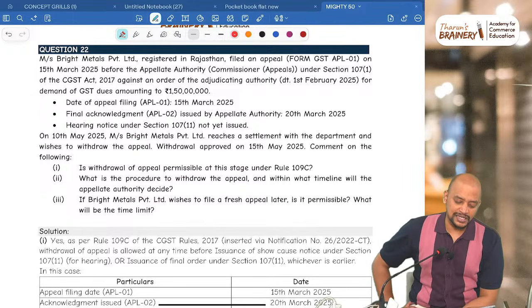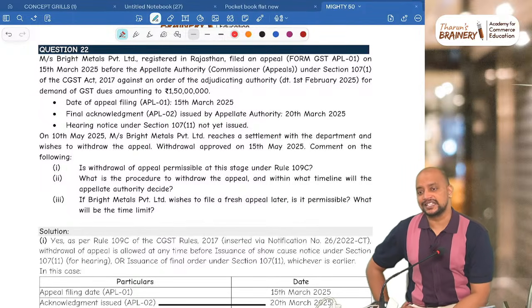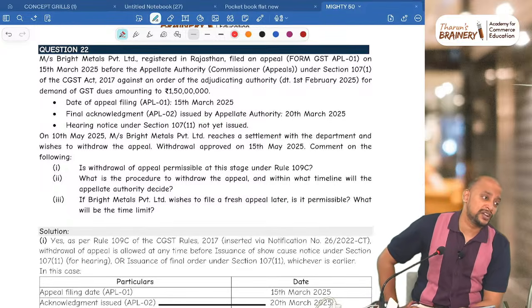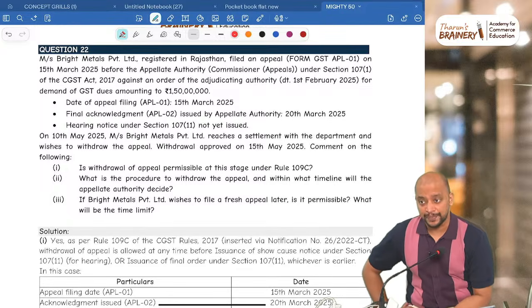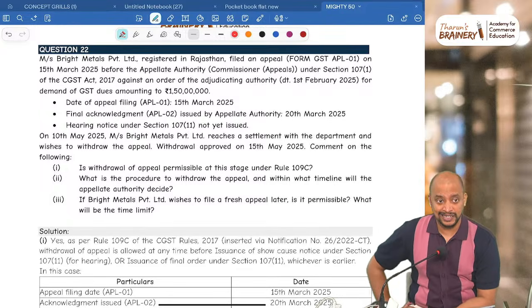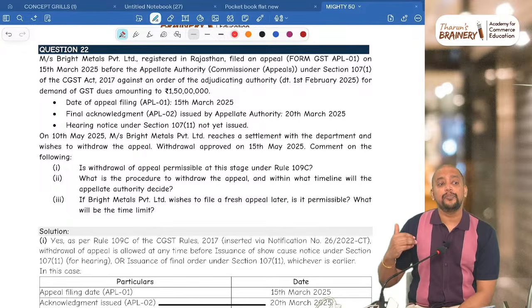So here, notice is not given, but the acknowledgement is generated. If acknowledgement is also not generated, no problem, we can withdraw. But if acknowledgement is generated, it should be up to the approval of the officer.